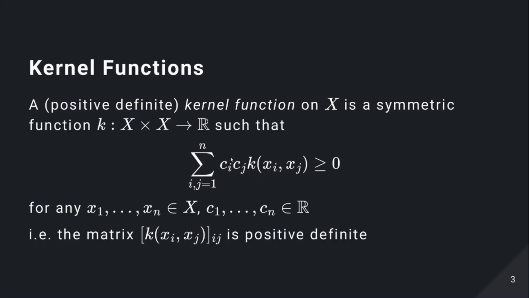But really, you can interpret this as saying, okay, if I take my x_i's and form the matrix K with element ij, k(x_i, x_j), that matrix is positive definite. And symmetric positive definite matrices have some nice properties that appear all throughout math and statistics, but especially in this area, we'll see a lot of them. So a kernel function is just a symmetric function, and a positive definite function, which is usually the type of kernel we care about, is one that satisfies this inequality.